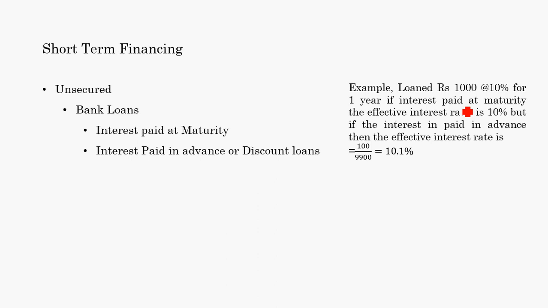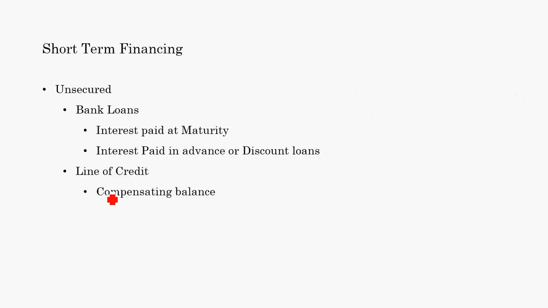10% interest is nothing but 100 rupees. So as soon as you borrow, you are paying 100, which effectively means that you are left with only 9,900 rupees of the borrowed amount. Which means that you are paying 100 rupees interest on 9,900. So the effective interest rate would be 100 divided by 9,900, which is 10.1 percent. So the effective rate depends on whether you pay at maturity or in advance.